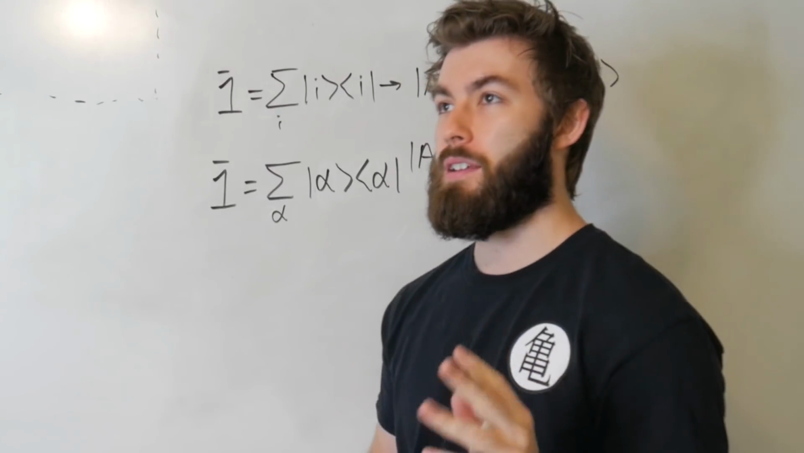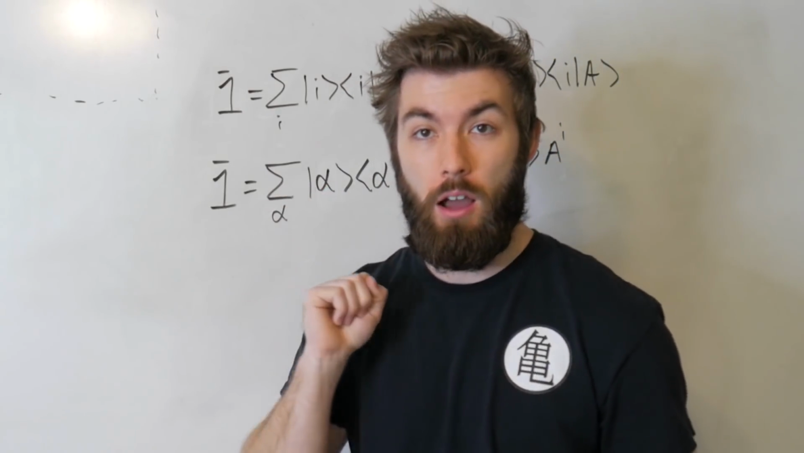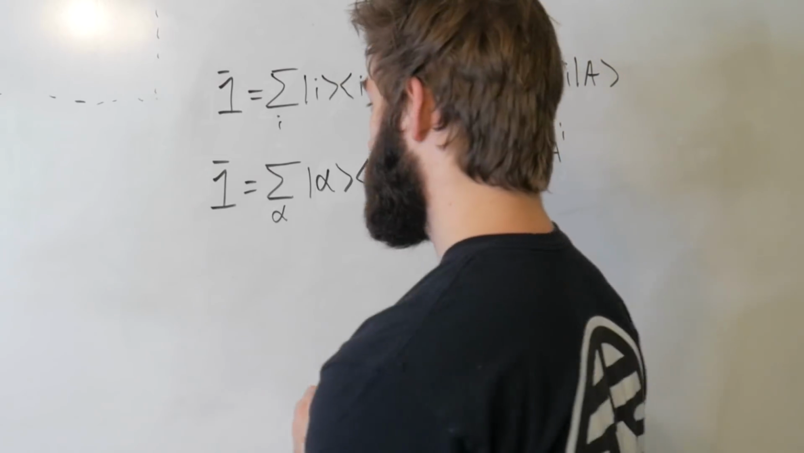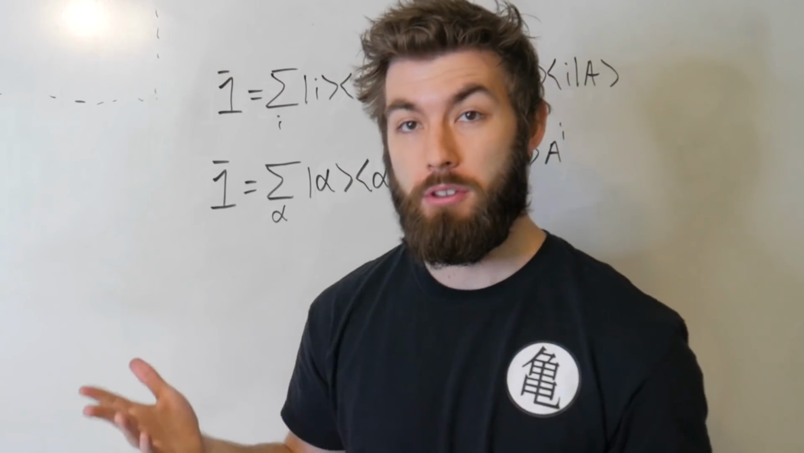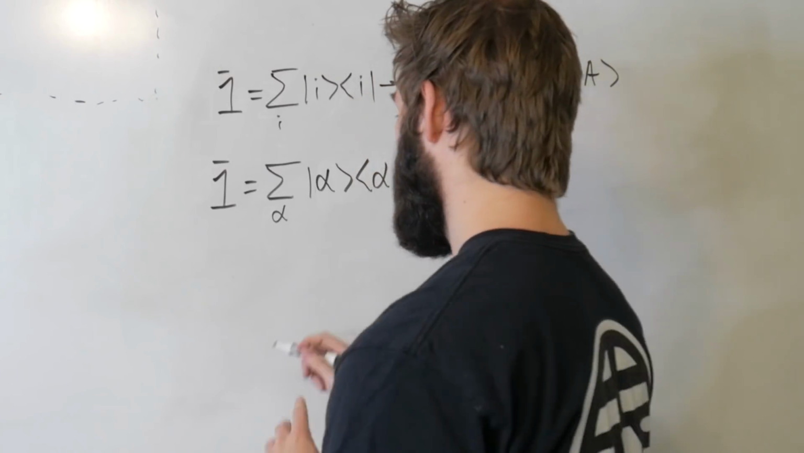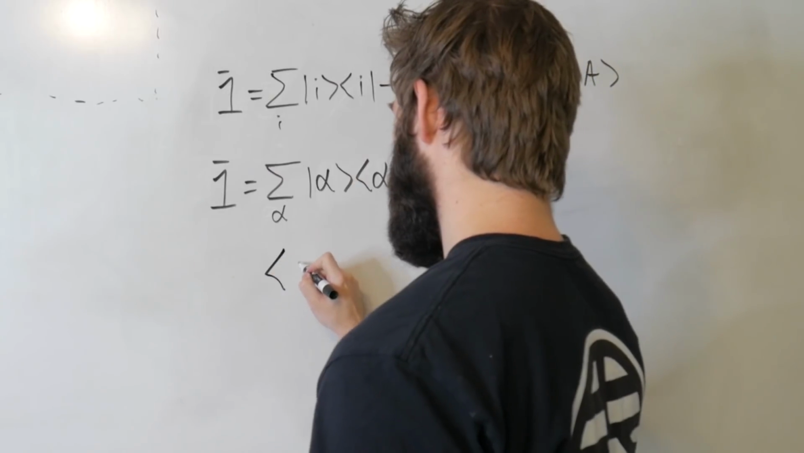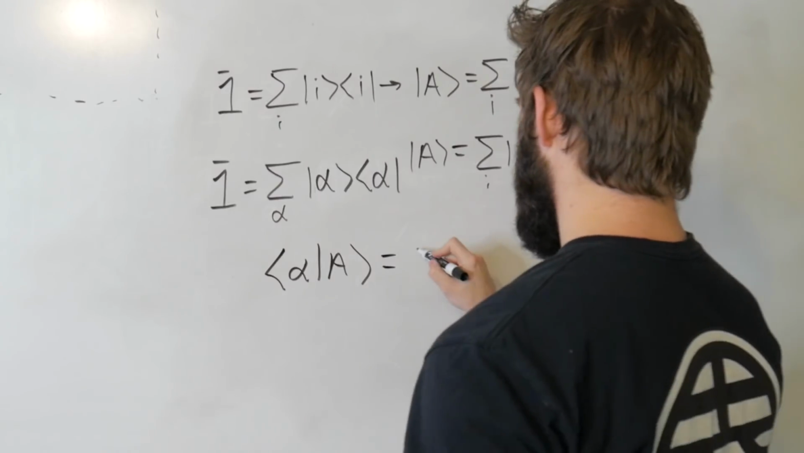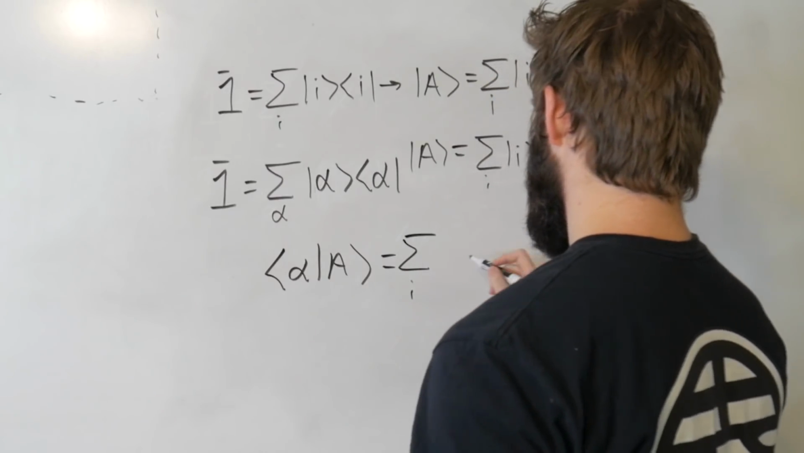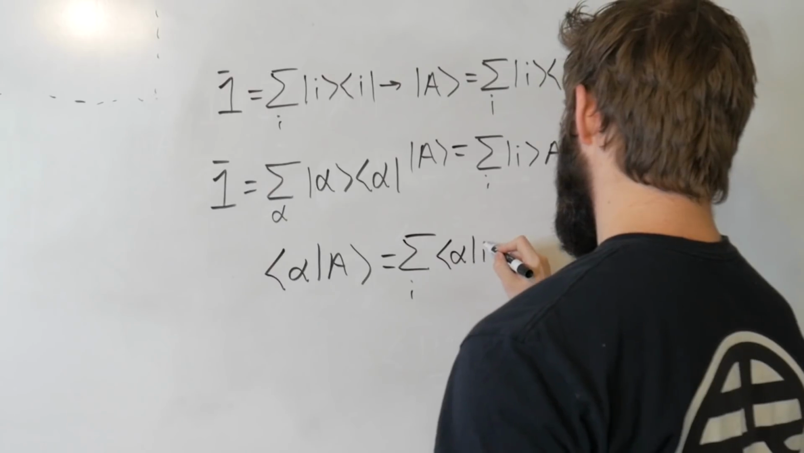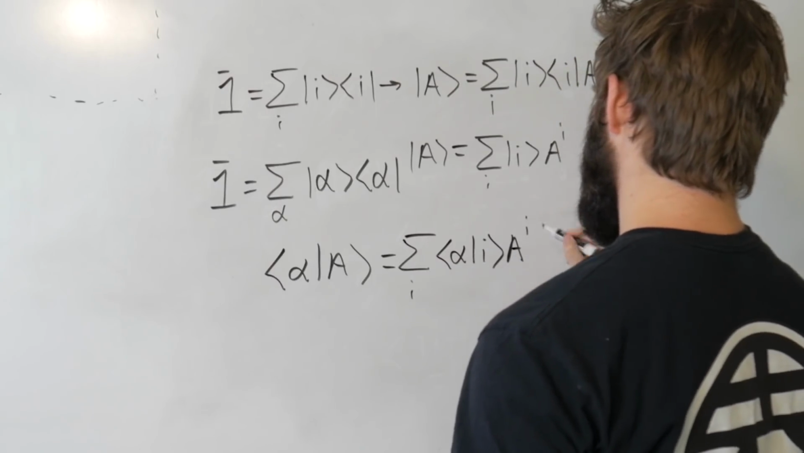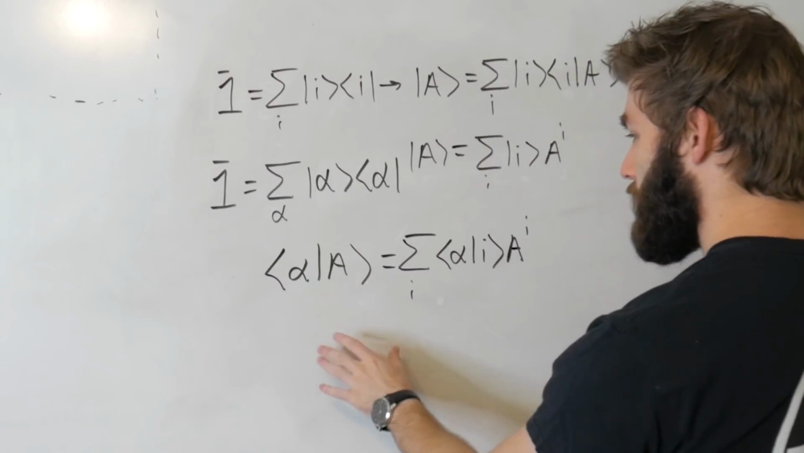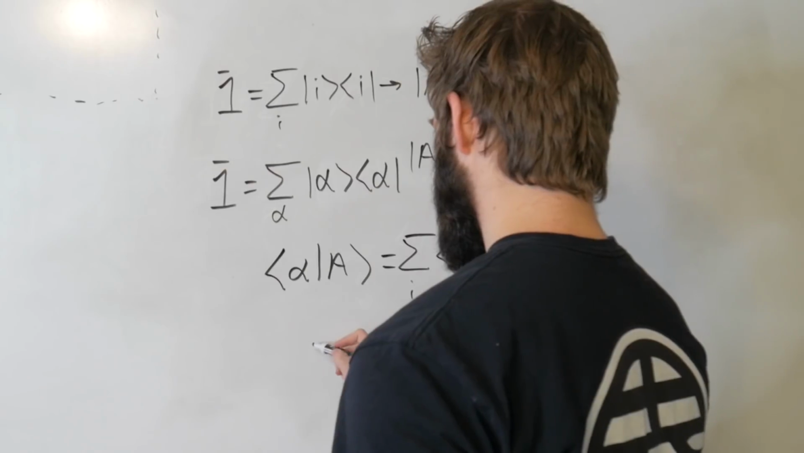So one thing to keep in mind is that if we want a specific component of a vector, we can take the inner product of the basis vector with that vector. So if we want to find the alpha-th component of A, if we want to transform into alpha, all we have to do is take the inner product between alpha and A, and that's going to give us a sum over i still of <alpha|i> A_i. And this is the way that we're transforming things in Dirac's notation.